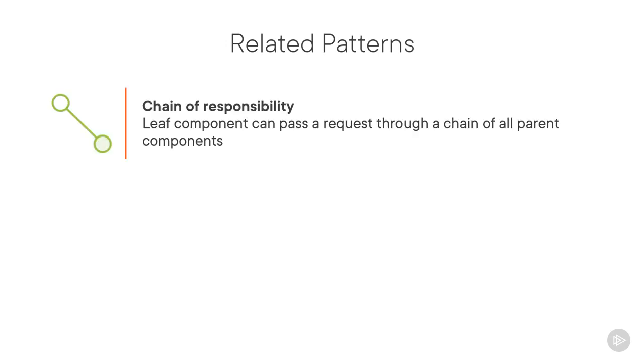There's quite a few related patterns to this one. From the behavioral pattern family, there's the chain of responsibility. The component parent link is often used for that. When a leaf component gets a request, it can potentially pass it through the chain of all parent components down to the root of the object tree.